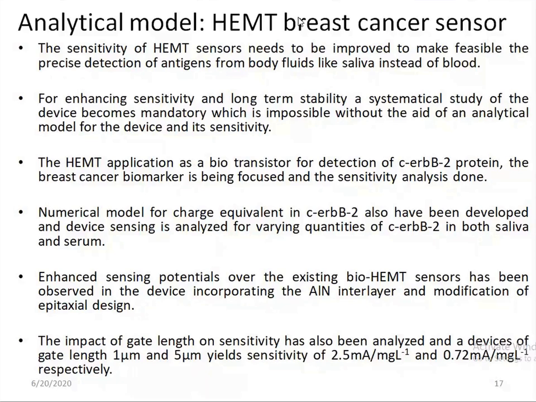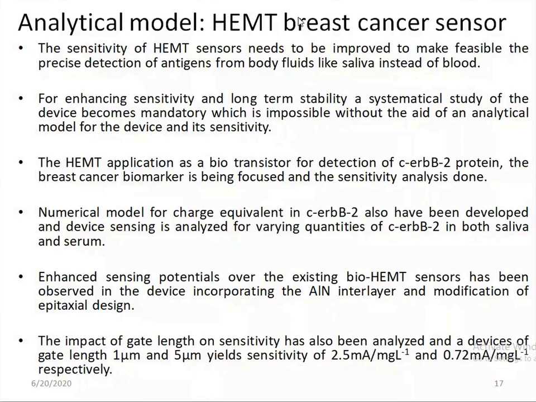For this, I have developed an analytical model for a particular sensor, that is a HEMT based breast cancer sensor. So this is the analytical model. Why breast cancer detection? I was interested in this topic because it is a leading cause of death in females. A very large number of females are affected by this particular disease, and there are no proper sensors to find it.